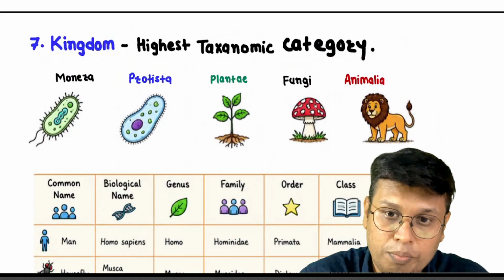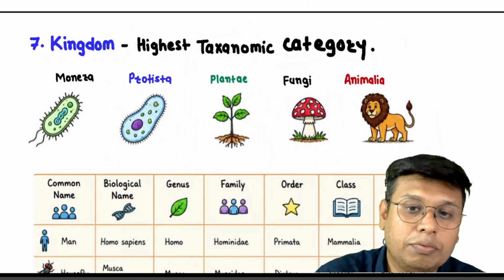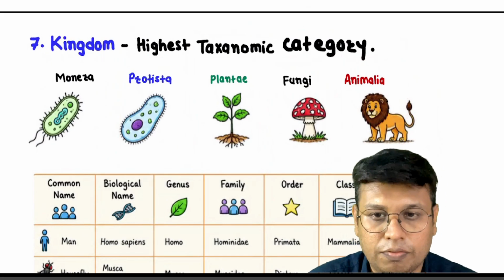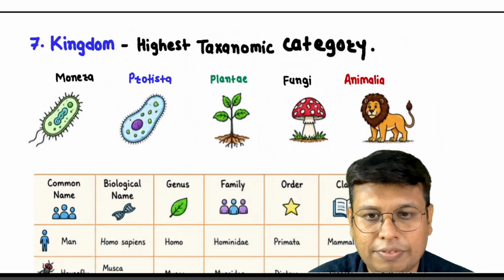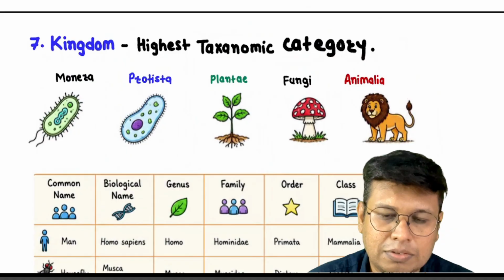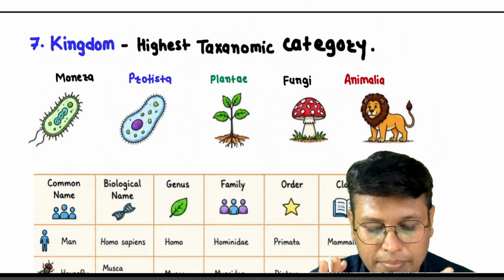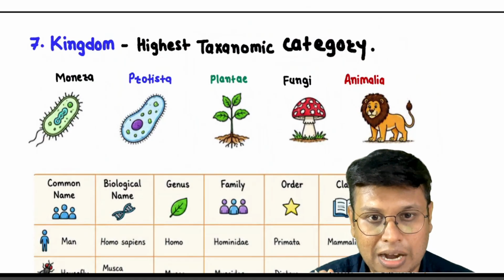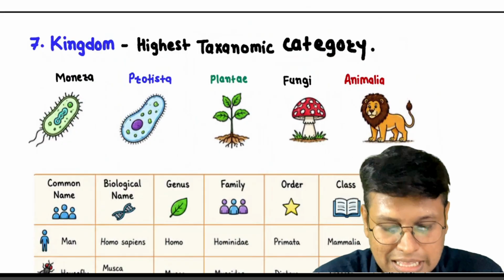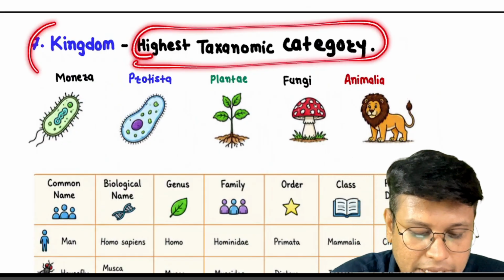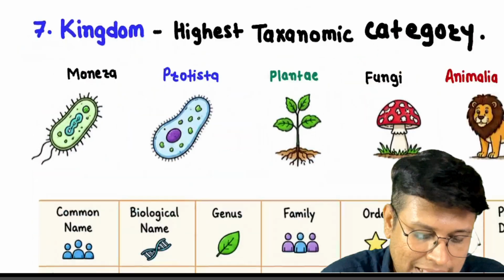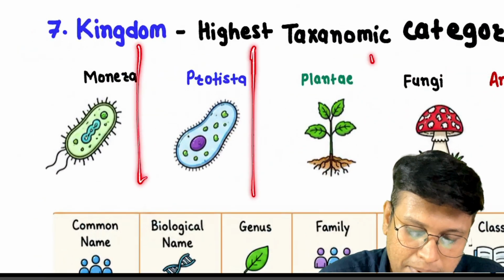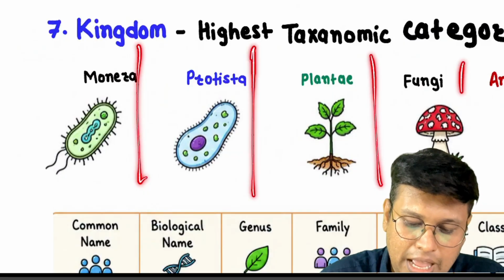We also have domain, which is above the kingdom, that we will discuss in biological classification. We have one separate classification system, with 6 kingdoms and 3 domains. But that is advanced. We don't use that much. For MCQ purposes, the 100% good answer for the highest taxonomic category, without any doubt, is kingdom. Then Monera, Protista, Plantae, Fungi, and Animalia.